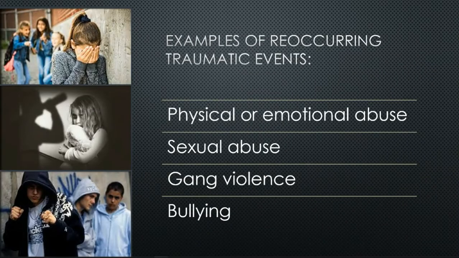Examples of recurring traumatic events include physical or emotional abuse. Maybe your parents fight, maybe they hit each other. Sexual abuse, gang violence, bullying. Maybe you're constantly made fun of by your peers at school or even bullied by a family member. Again, give your teen time to open for discussion, ask questions.